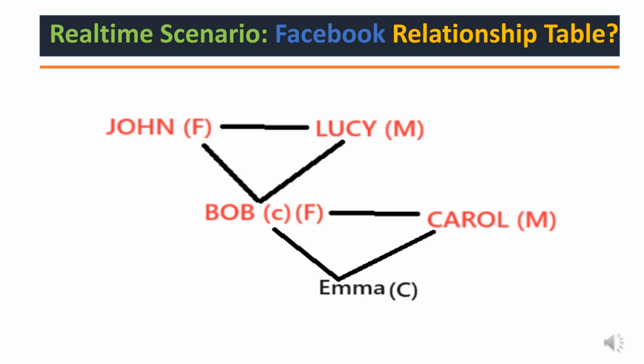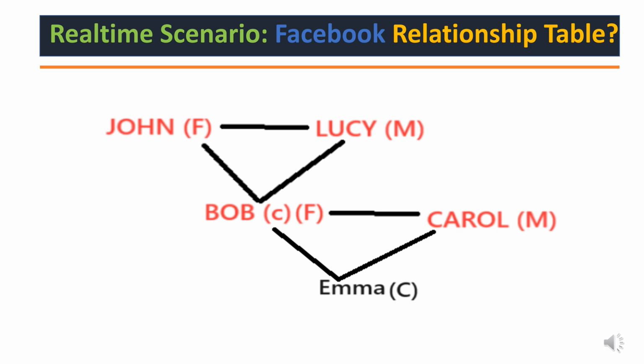Here you can see Bob. Bob is C for child, F for father. Bob's father is John, and Bob's mother is Lucy. Who is the daughter of Bob? Emma. Emma is the daughter of Bob, and Bob is married to Carol. So you can consider here.